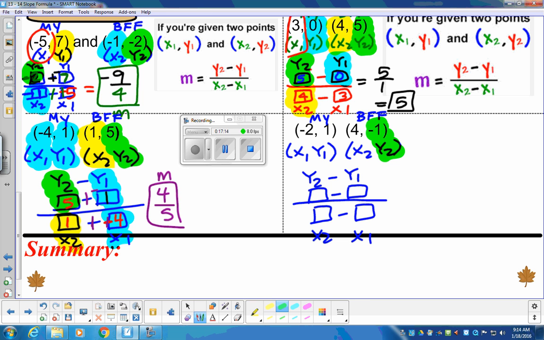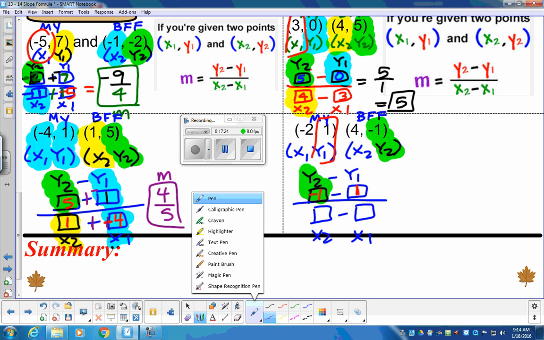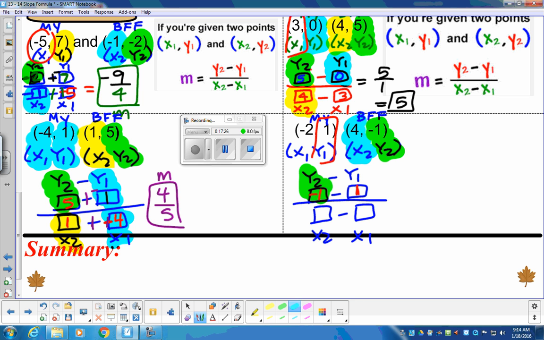So we have y2, which is -1. We have a -1 here. Minus y1. The y1 value is +1. Over here, we have an x2. The x2 value is 4, so we're going to put a 4 in this box here. And the x1 value is -2. Watch your signs here.